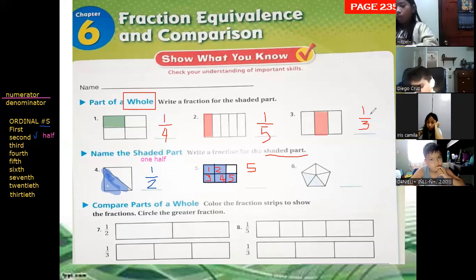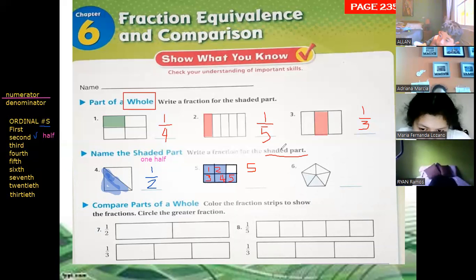Okay, Jose Enrique? The numerator is 5. And the denominator? 6. The denominator is 6 because the whole is divided into 6 parts, 6 pieces. So the fraction is 5/6.